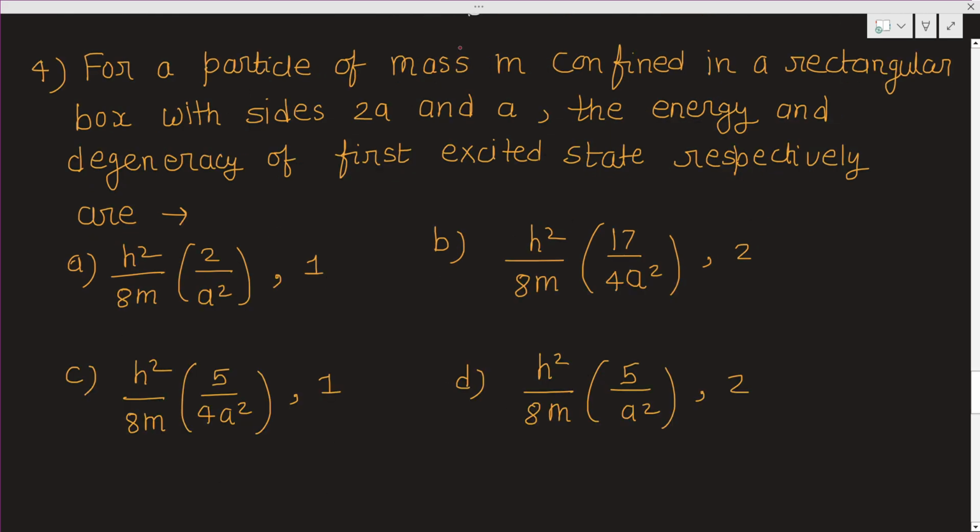See here, it is given: for a particle of mass m confined in a rectangular box with sides 2A and A, the energy and the degeneracy of the first excited state respectively are. Means you have to find out firstly the energy of the first excited state, then you have to see the degeneracy of the first excited state. It means how many states of the same energy are present here. Okay. So see here how to deal with this question.